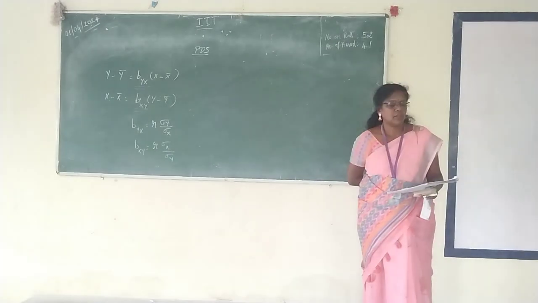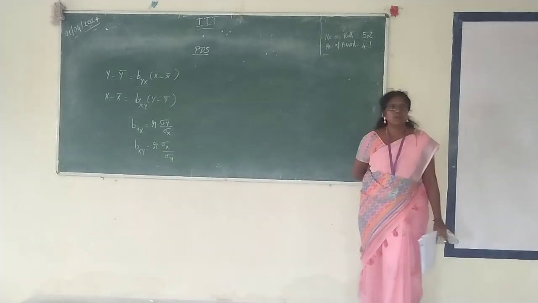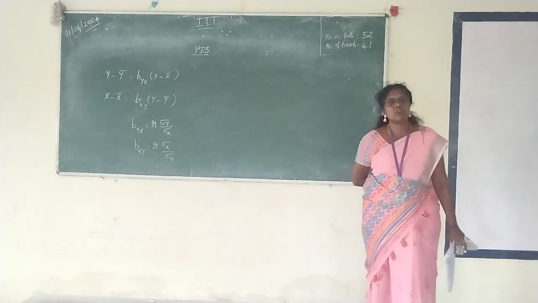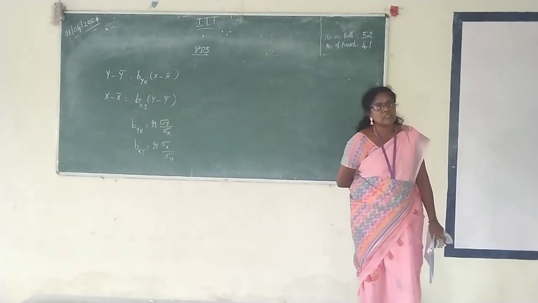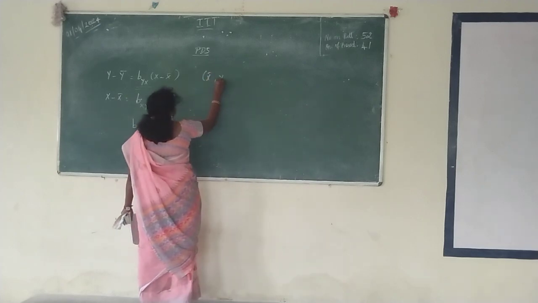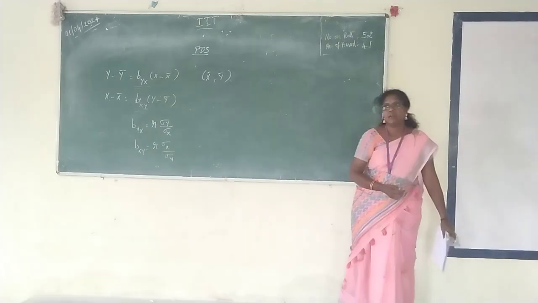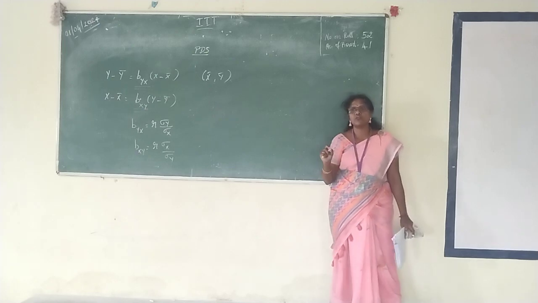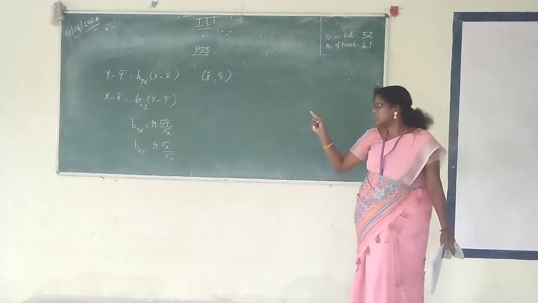First one: both lines of regression pass through the point x bar comma y bar. What is the meaning of this? We say that a line is passing through the point. What is the meaning of that? Linear. Here we are representing a linear equation only.